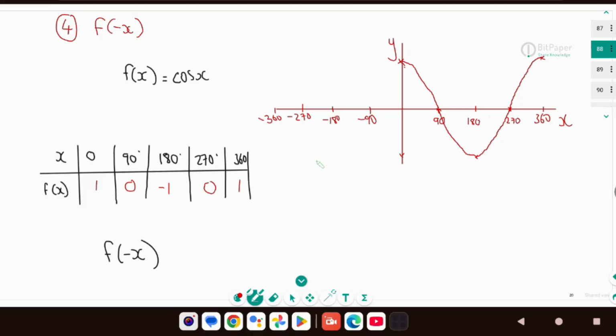Okay, so now we're going to have a look at what happens when we do the f of minus x. The first one, the f of -0, would just be 1 again. It's the same as the f of 0. So what's the f of -90? If we put that into a calculator, cos of -90 is 0. F of -180 is -1.